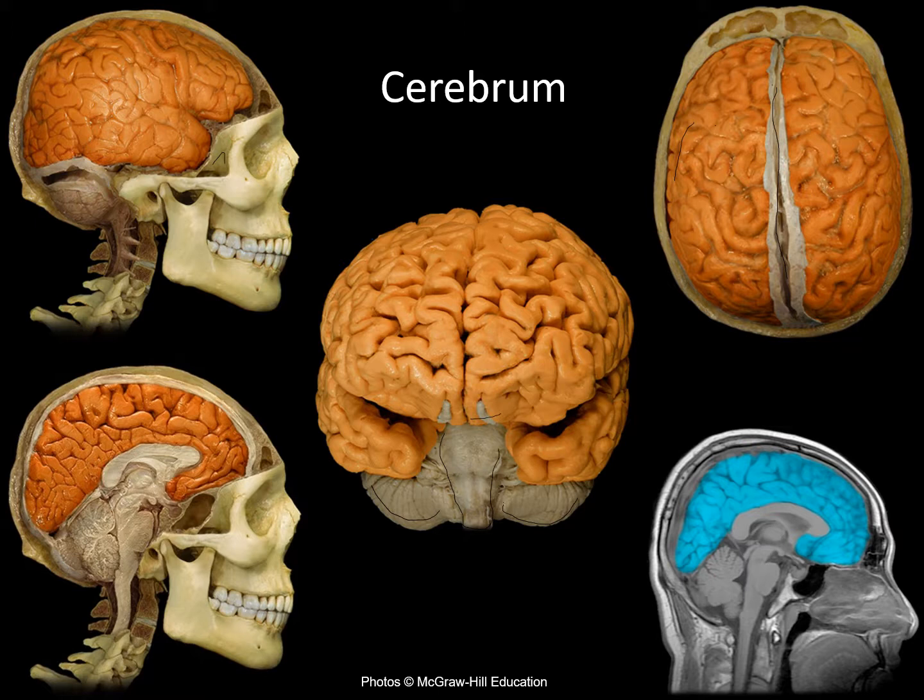And then this gives you a good idea of the relationship of the cerebrum to the other main parts of the brain. So if you were to remove the temporal lobe, you would be able to see your corpus callosum within here, your cerebellum, and then your brainstem.